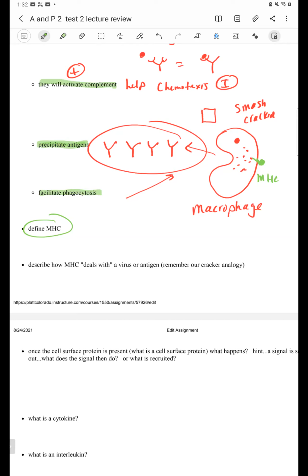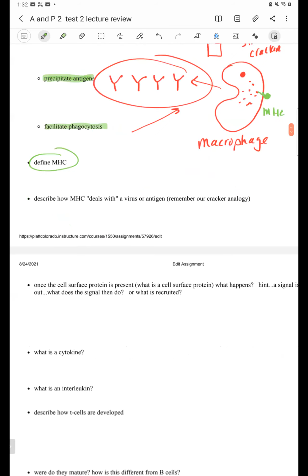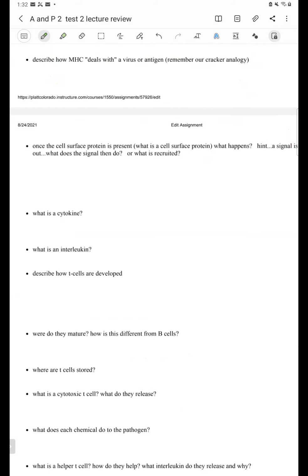Okay, so when your major histocompatibility goes wrong, that's part of your autoimmune disease, right? Where healthy tissue is attacked by your own immune system. Normally that should not happen. Your own body should not attack itself. So when things are working normally with MHC, your body will scan itself. It will recognize you from not you.